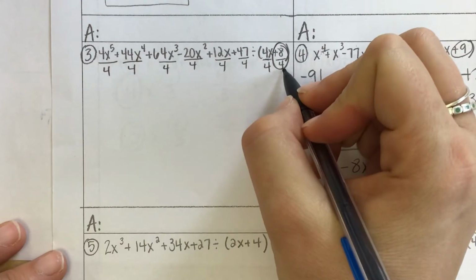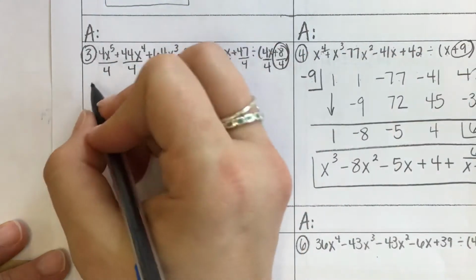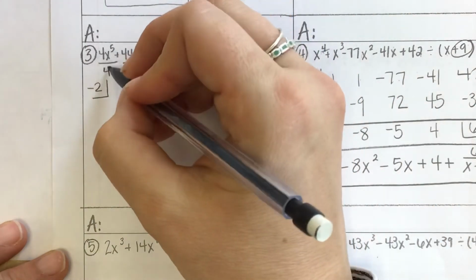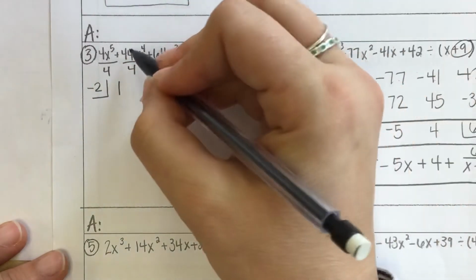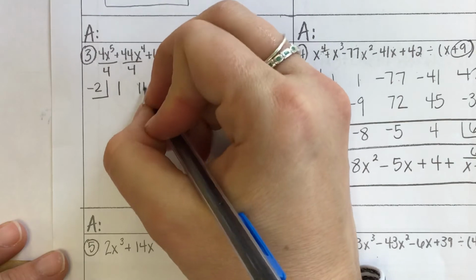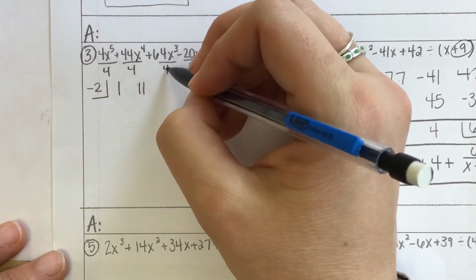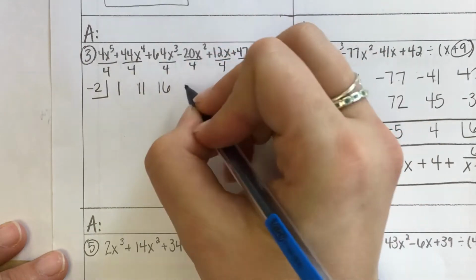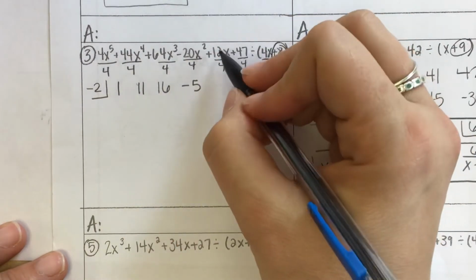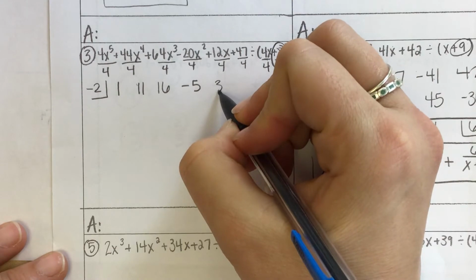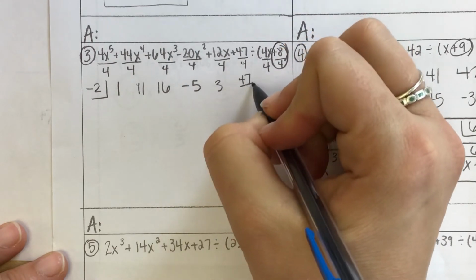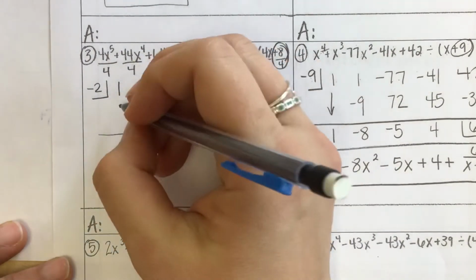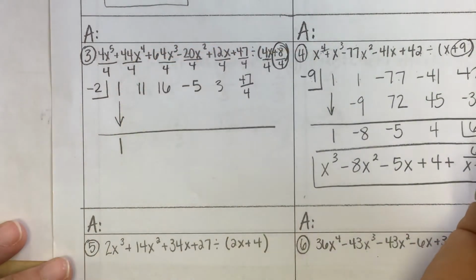So 8 divided by 4 is 2. This is a plus, so out here in the corner we do the opposite, so we put minus. 4 divided by 4 leaves me with 1. 44 divided by 4 leaves me with 11. 64 divided by 4 is 16. -20 divided by 4 is -5. 12 divided by 4 is 3. And 47 divided by 4, I can't simplify, so I leave it. Leave a space. First number comes straight down every single time, no matter what.